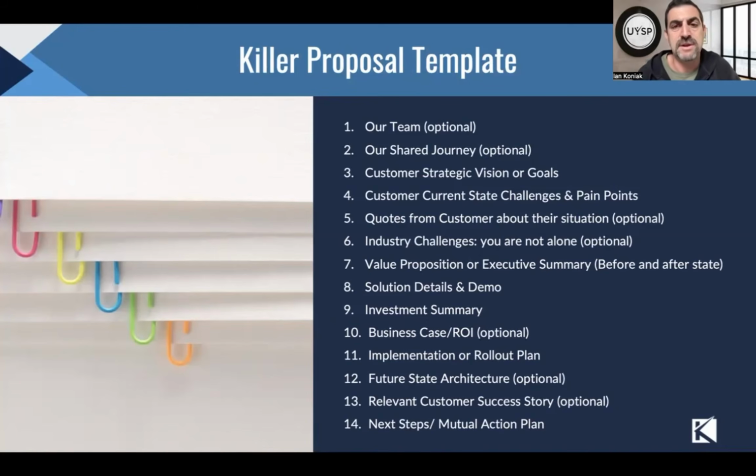Now, if you notice, some of these are optional. If your deal's small and it's not as complex, you haven't done as much discovery, you can remove some of the slides that are not relevant to your proposal. But ideally, you want to have most, if not all of these for any large deal. It works really well. It gets them emotionally connected.